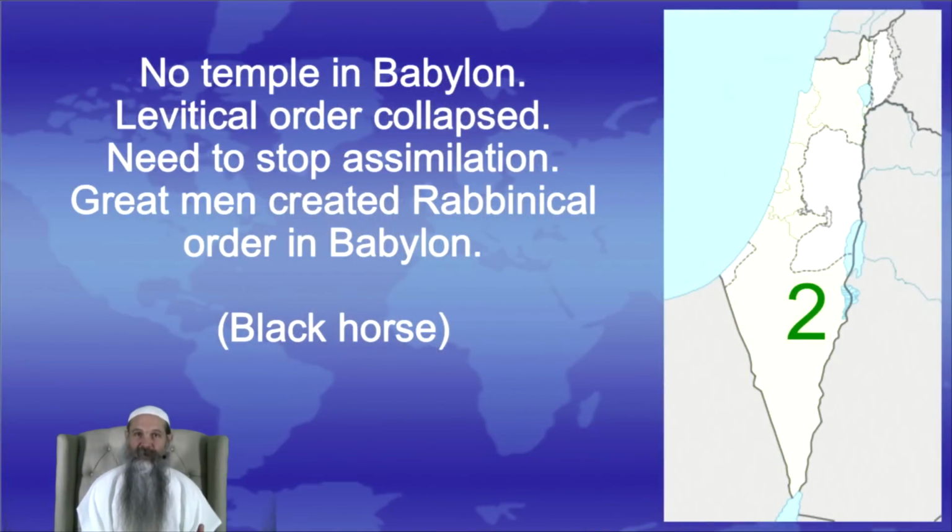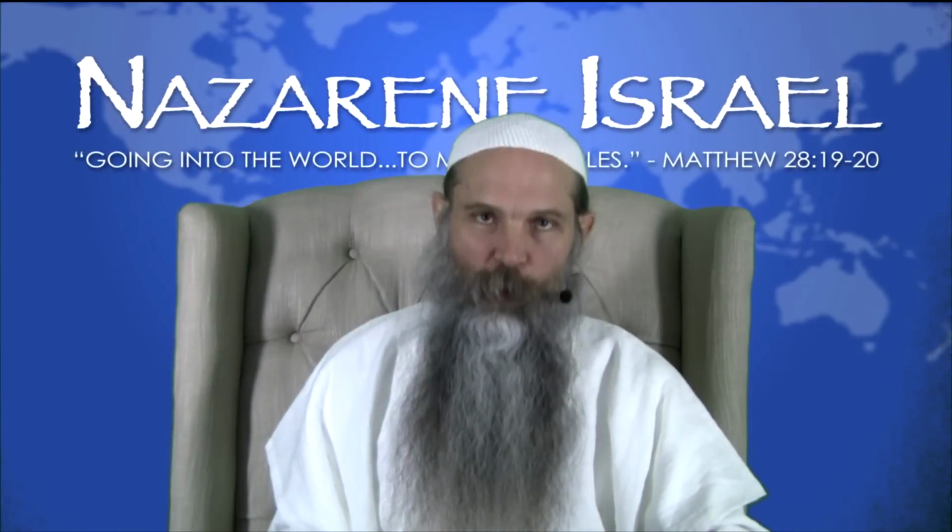Some of the problems that the Jews ran into in Babylon is that there was no temple in Babylon. And because the people had no place to bring their tithes, gifts, and offerings, the Levitical order soon collapsed, because no priesthood can long survive without funding. And so the people began to assimilate and become Babylonian in nature. So there was an urgent need to stop this kind of thing. The stopgap measure that was created is that the great men of Babylon created what's called the rabbinical order.